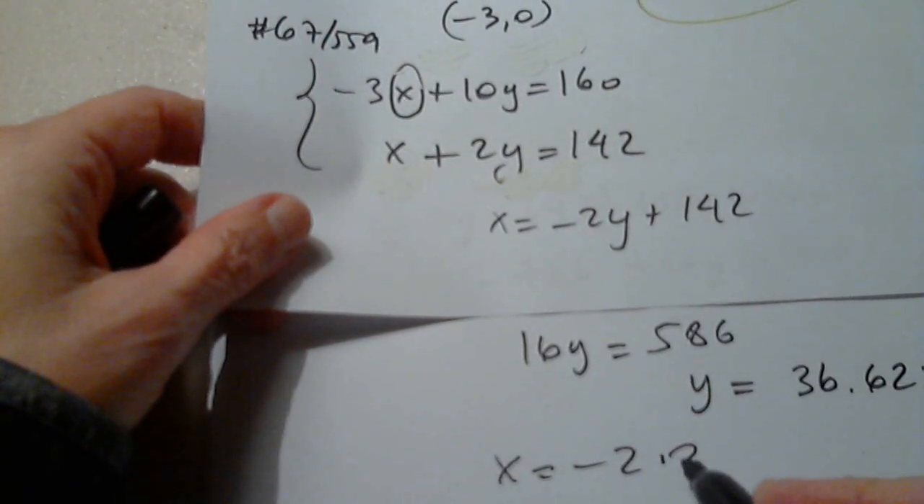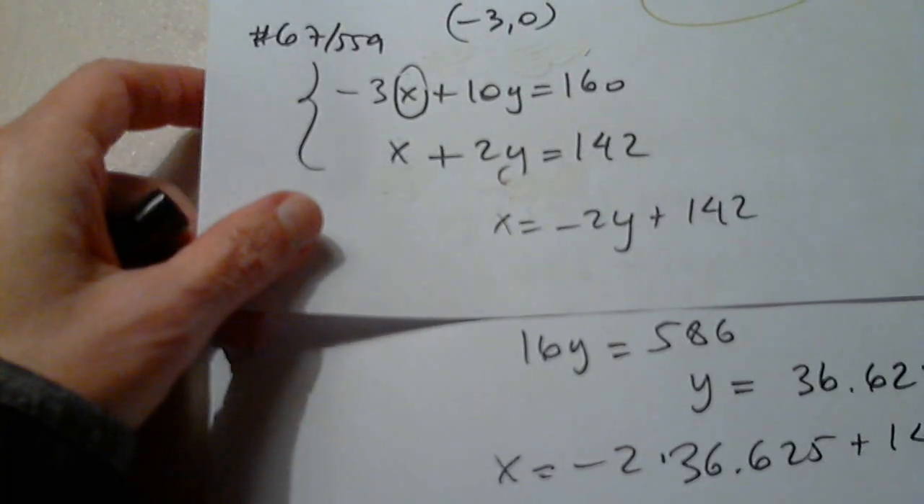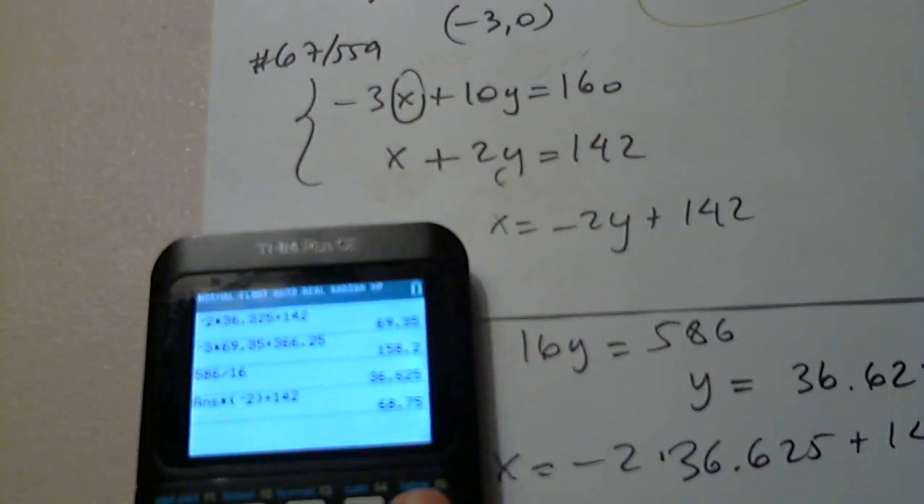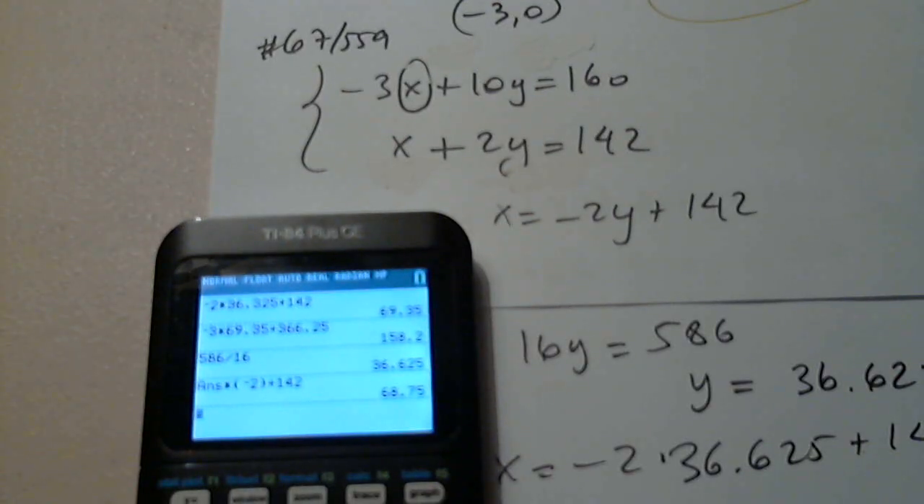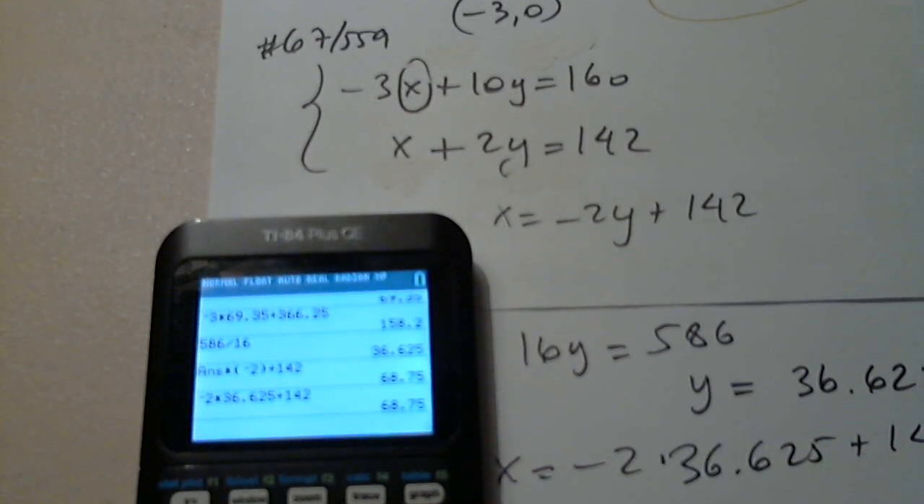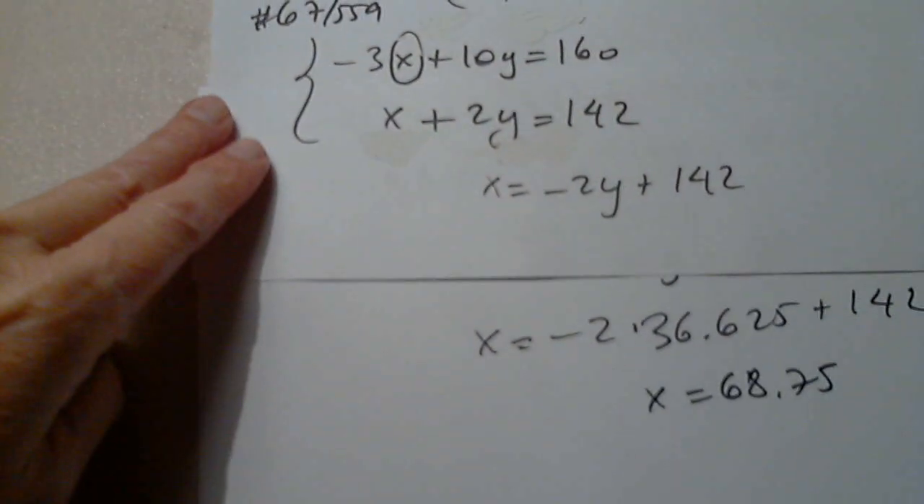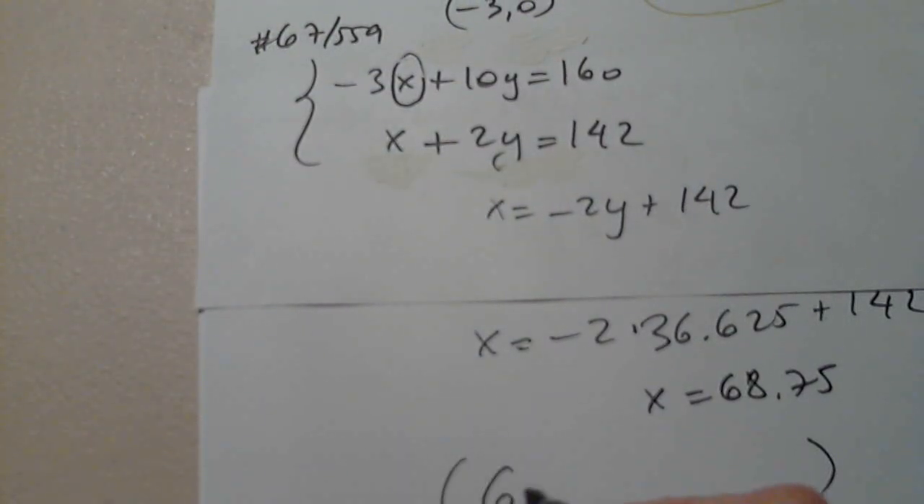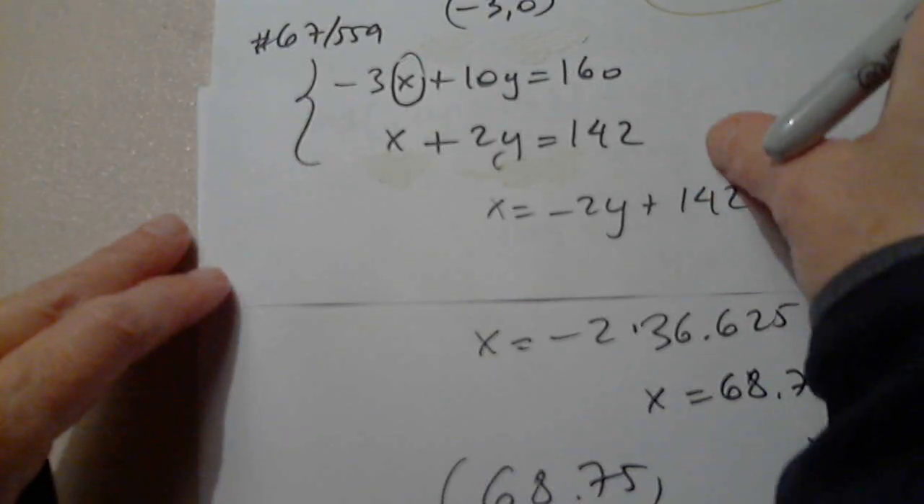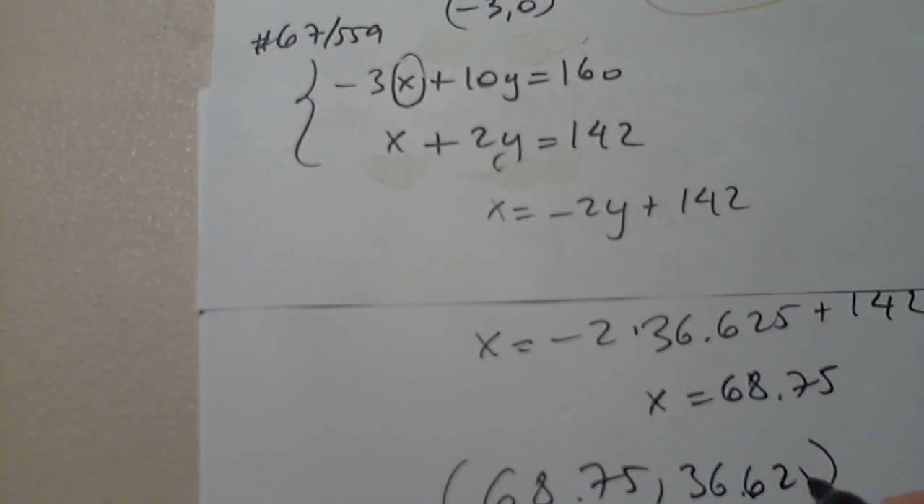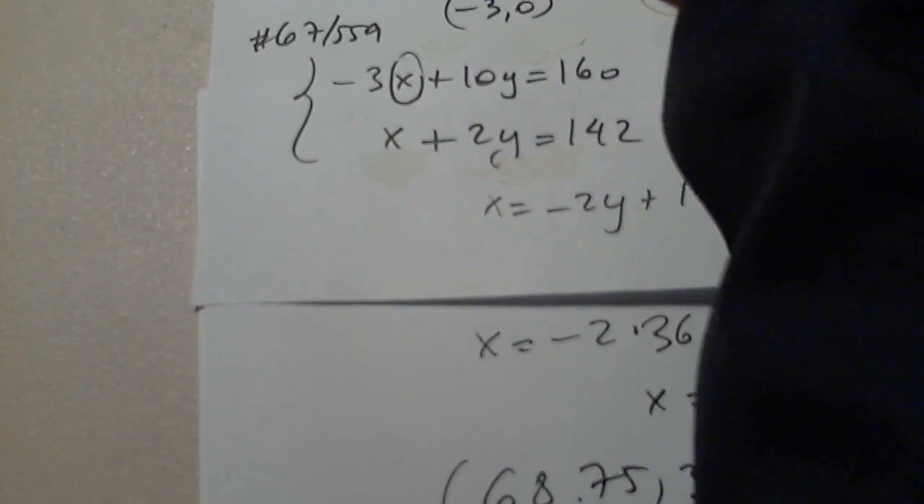So negative 2 times 36.625 plus 142. Is my calculator acting up or what is going on here? Negative 2 times 36.625, yes, plus 142. Okay, so indeed this is 68.75. Okay, third time is a charm. And again, 36.625. I still have to check. I trust you, but let me check. I'll feel better if I check.